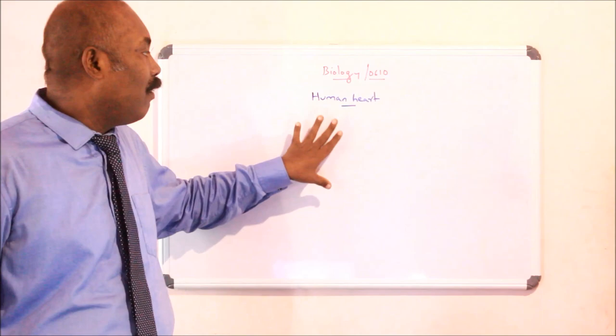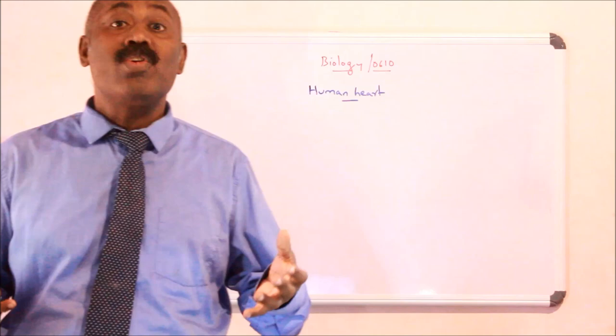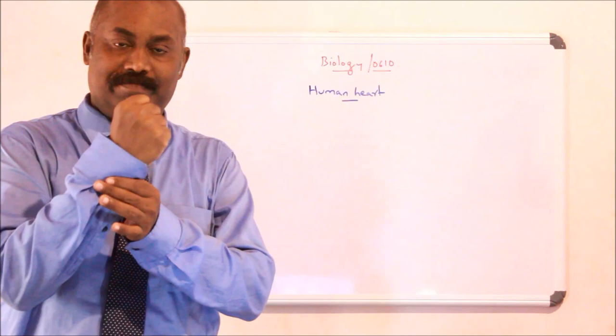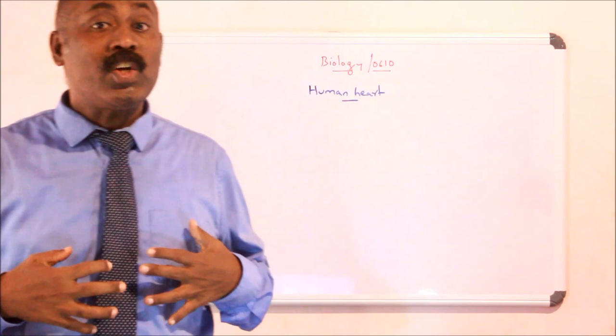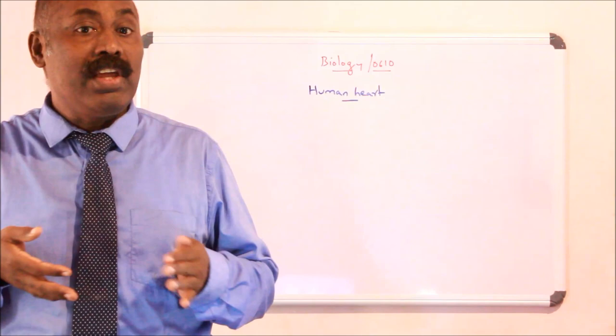First of all, the external features of the human heart. Our heart is around 300 grams, or about the size of our fist. Now, where is the heart? It is in the thoracic cavity, inside the rib cage, and it is pointed towards the left side of the chest. In the normal case, it is pointed towards the left side of the chest.